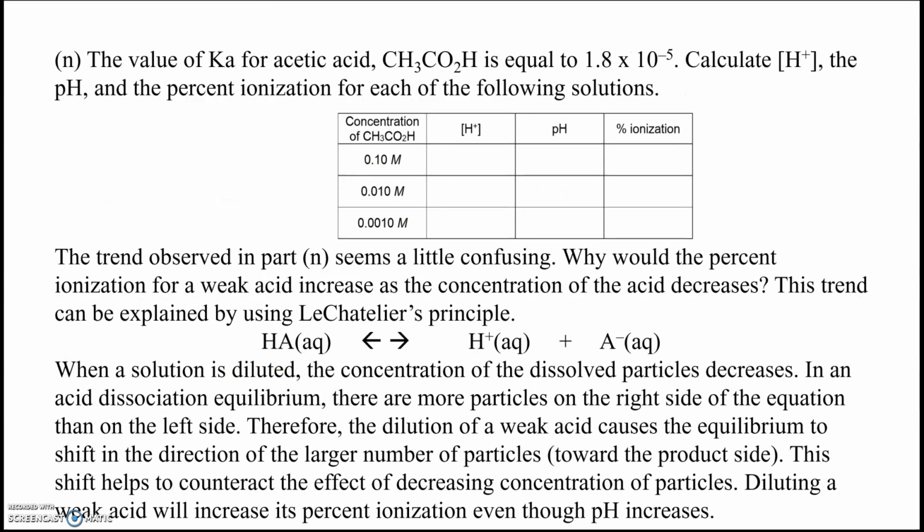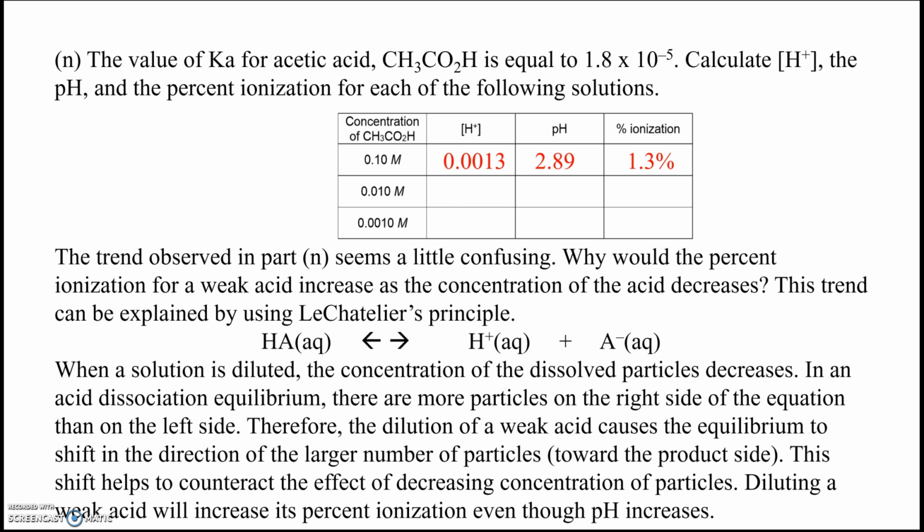All right, the value of Ka for acetic acid is equal to 1.8 times 10 to the minus 5th. Now we want to compute H plus, the pH, and the percent ionization for the following 3 different dilutions of acetic acid. This is relatively straightforward. We can get the H plus concentration by doing an equilibrium calculation. From that we can get the pH, and then we can take our H plus concentration and divide that by the concentration of our acid, and we get our percent ionization.